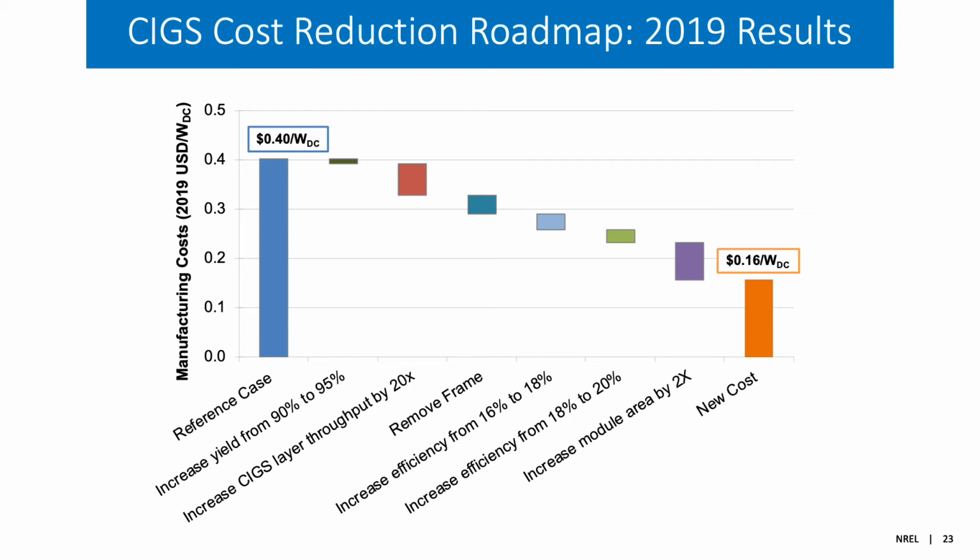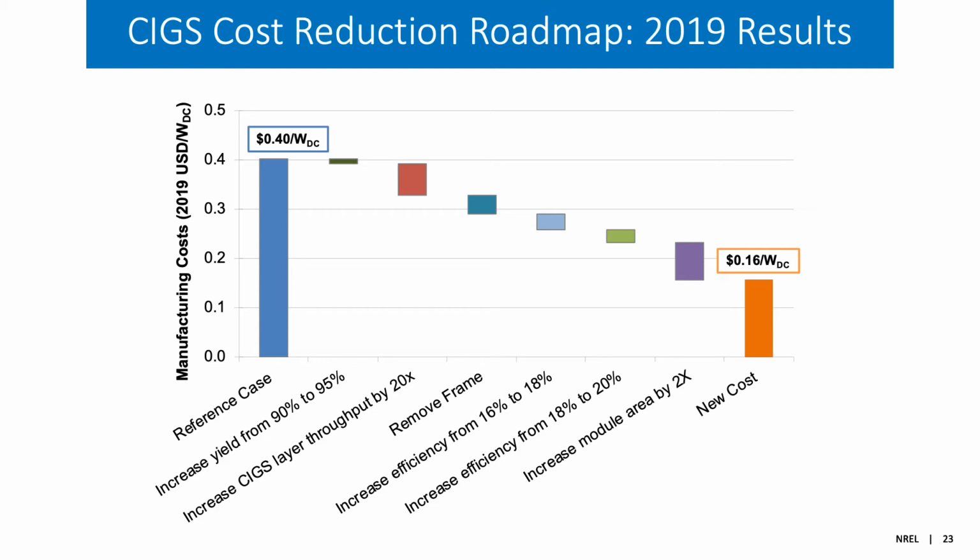If you add up all of the bars from the step-by-step chart on the previous slide, you'll get around 40 cents a watt. That's just for the manufacturing cost, so that does not include any overhead costs or markups. But we wanted to look and just see on a manufacturing cost basis, where could this technology potentially go in the future if there are different improvements made. So that's what this waterfall chart is showing you, starting at that 40 cents a watt value. What happens if you increase the manufacturing yield from 90 to 95%? You can see that has a little bit of an effect here.